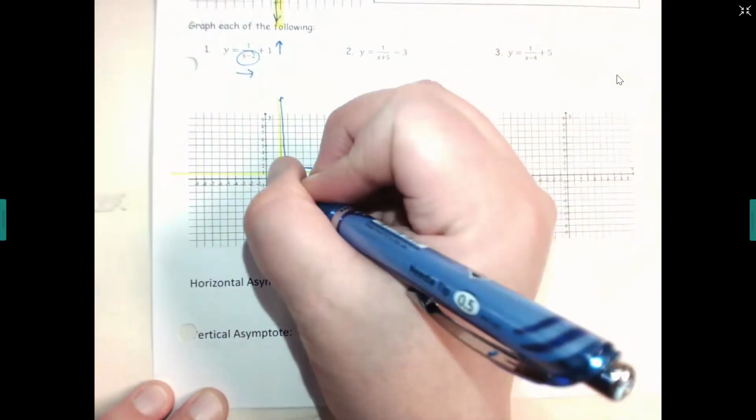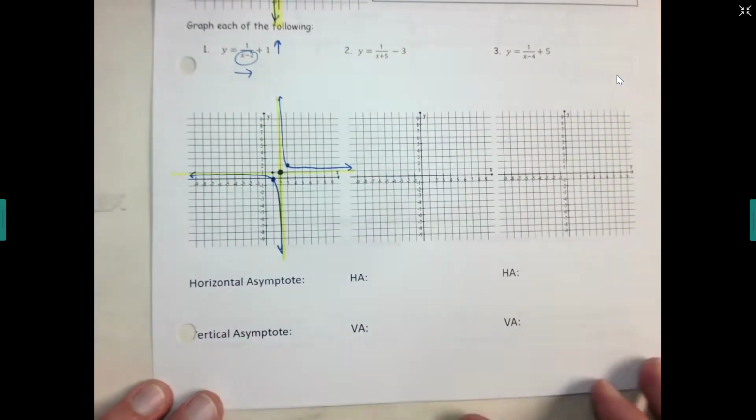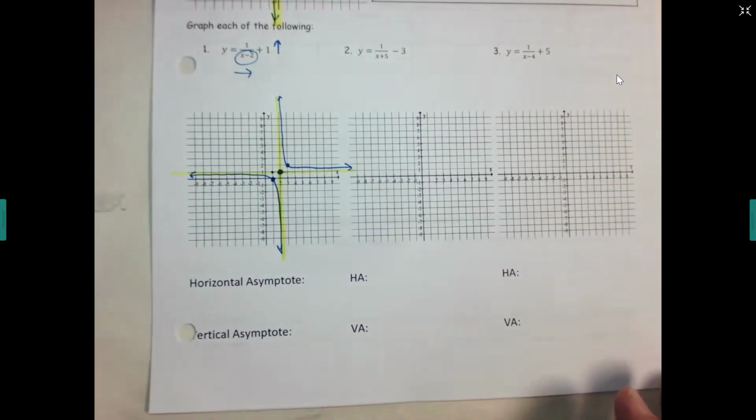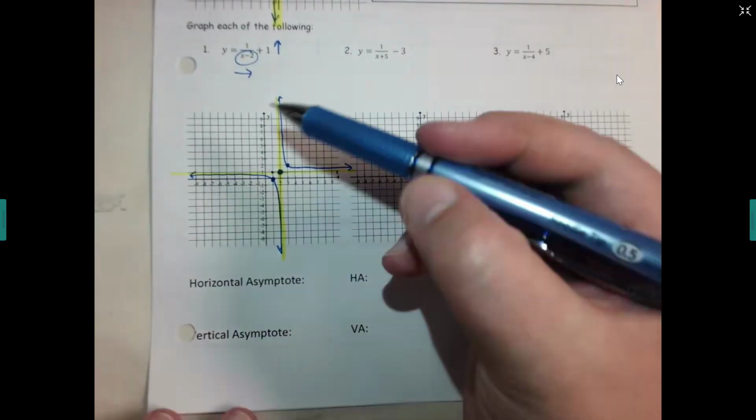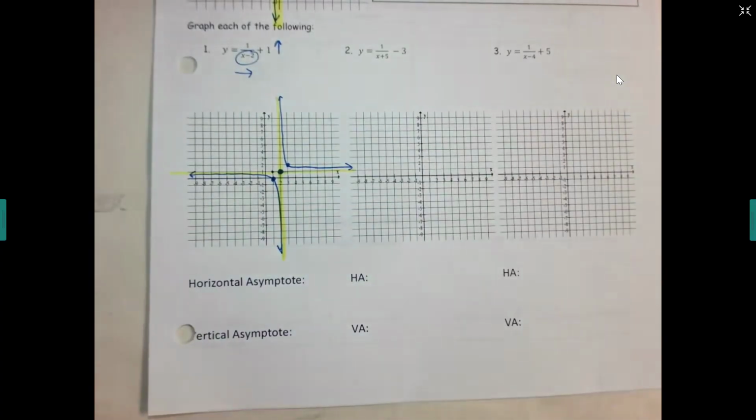Then down this way and over this way. Ideally those lines wouldn't be crossed, but obviously you can only do your best. It's this piece and then this piece. All right, let's take a look at the next one.